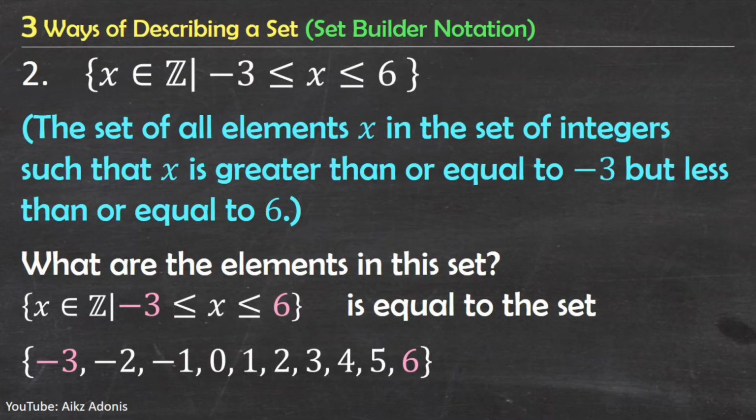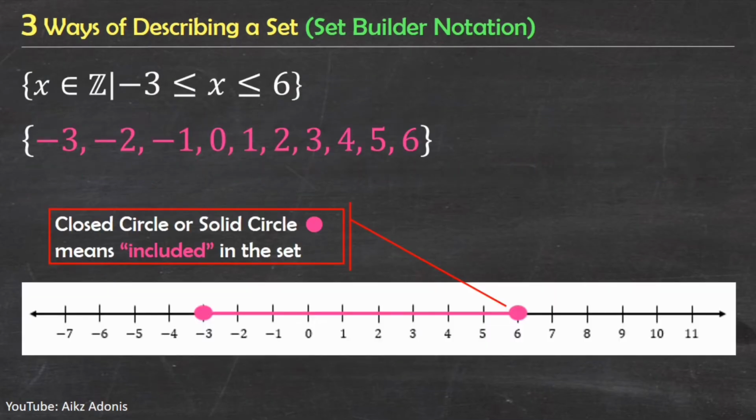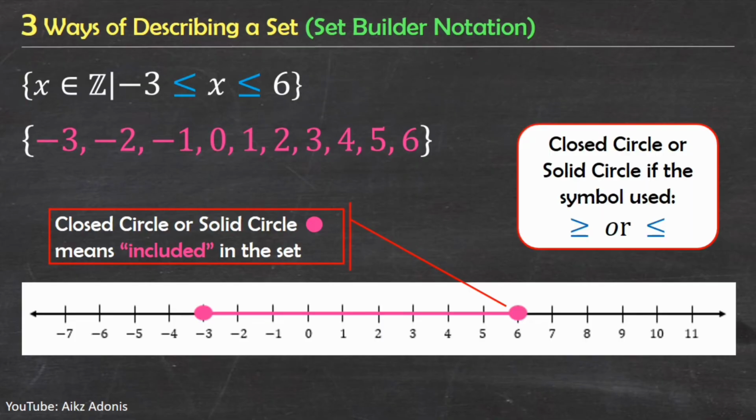So, you can easily say that negative 3 and 6 are part of the elements in the set because of the inequality symbols greater than or equal to and less than or equal to. And if we graph this set in a number line, you will see that negative 3 and positive 6 are included in the elements of the set. So, we use closed circle or solid circle. Closed circle or solid circle is used when the inequality symbol is either greater than or equal to or less than or equal to.